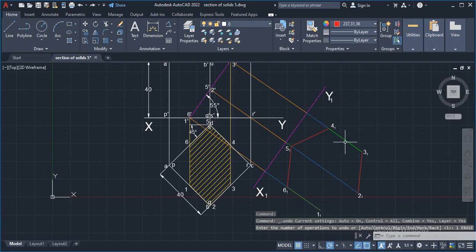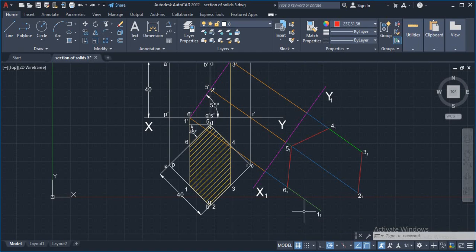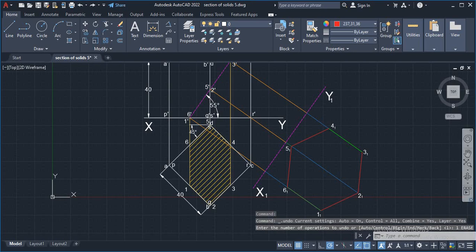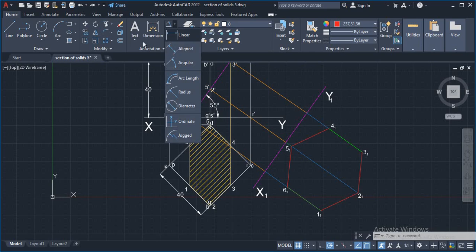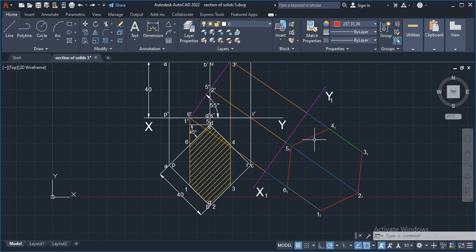So you got the points 4 suffix 1, 3 suffix 1, 5 suffix 1, 2 suffix 1, 1 suffix 1 and 6 suffix 1. If you join all the points, join 6 suffix 1, 5 suffix 1, 4 suffix 1, 4 suffix 1 to 3 suffix 1, 3 suffix 1 to 2 suffix 1, 2 suffix 1 to 1 suffix 1, you got a regular hexagon shape. Now you can measure the distance. Now shade the hexagon.